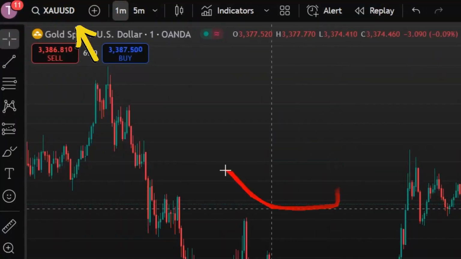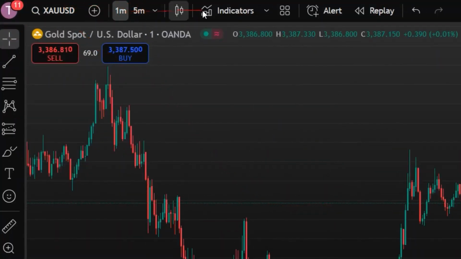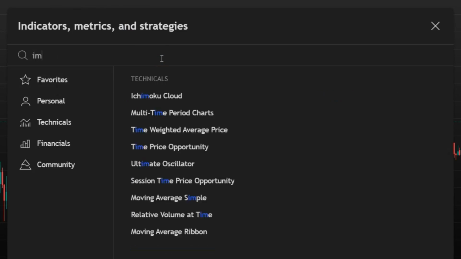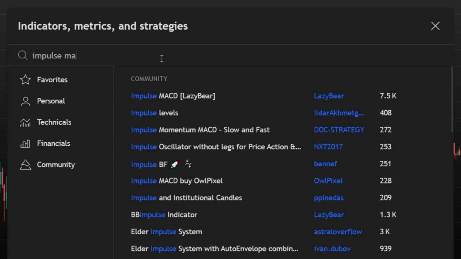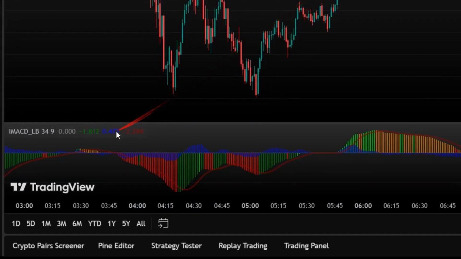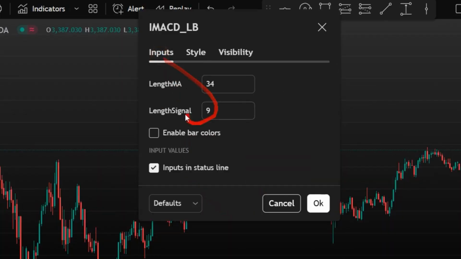After you select your symbol and time frame, it's time to add the first indicator of this strategy to the chart. For this, simply go to the indicators section and type in the search box Impulse MACD. Once you find it, click on it to add it to the chart. Now, as always, you need to enter the settings of this indicator and make some adjustments so that you can use it for this strategy.